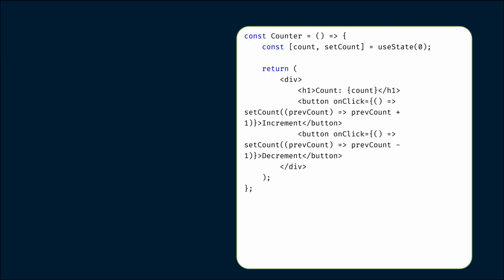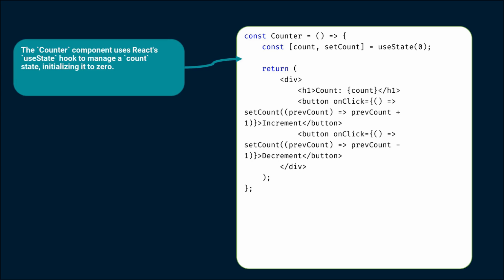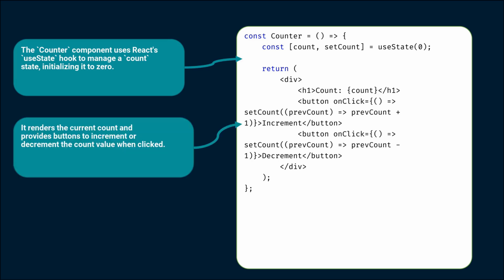Now let's see how we can implement a counter using the useState hook in React. In this example, we define a functional component called Counter, where we initialize the state variable count with a default value of 0 using the useState hook. The setCount function, which is a state updater, allows us to modify the value of count. Inside the component's return statement, we render a div containing an h1 element that displays the current count value. Next, we set up two buttons, one for incrementing the count and another for decrementing it.